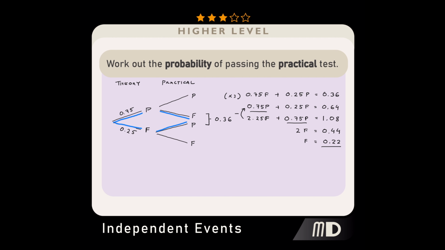The probabilities of a pass or a fail on the practical test have a sum of 1. Those are the only two outcomes. So, if the probability of a fail is 0.22, then the probability of a pass is 1 minus 0.22, which is 0.78.